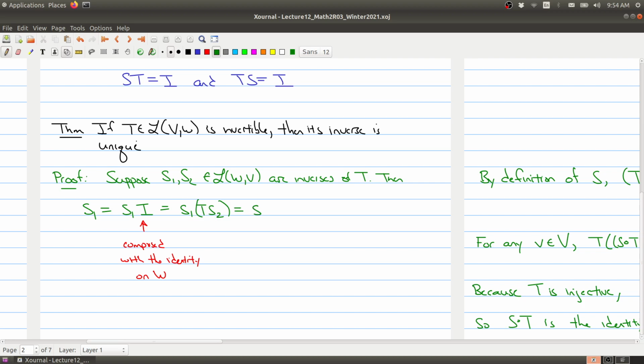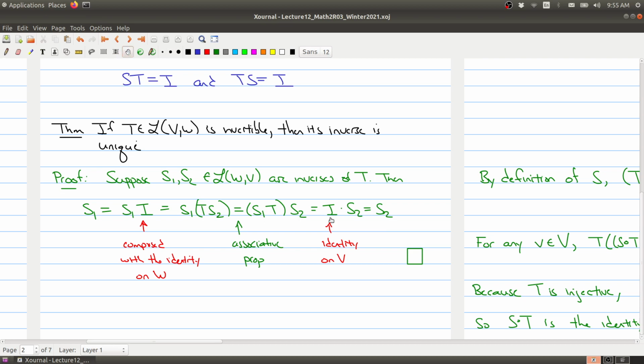Now we have the associative property of linear maps. So here, this is the associative property. Because we regrouped S1 and T, this is the identity composed with S2, right? And this is the identity on V, but this is exactly the same thing as the function S2. So if we look at these two linear maps, S1 and S2, we're getting the same map on both sides. So that completes our proof.